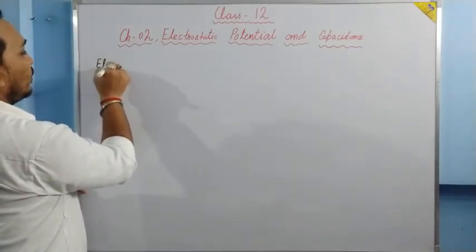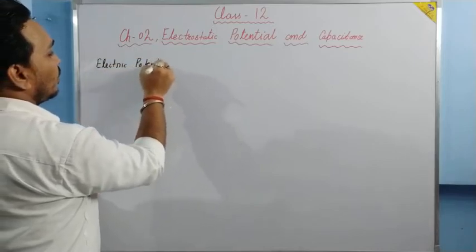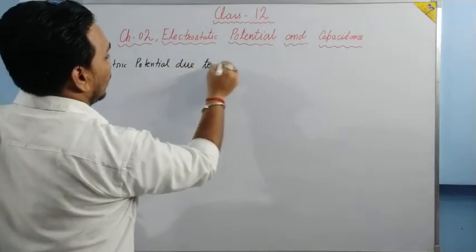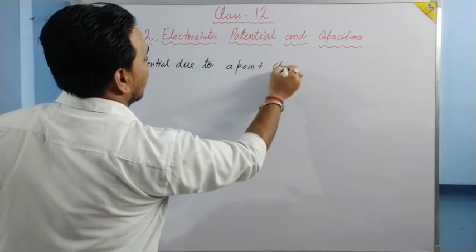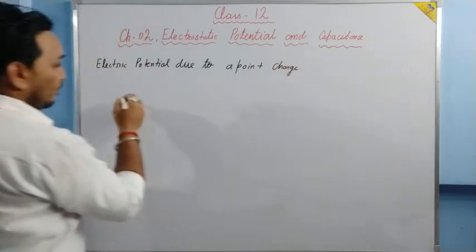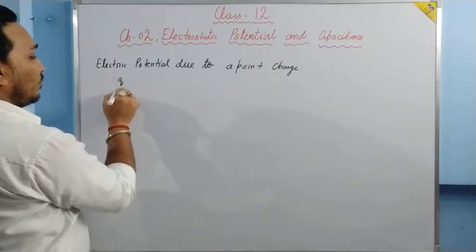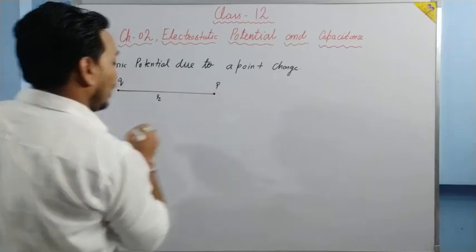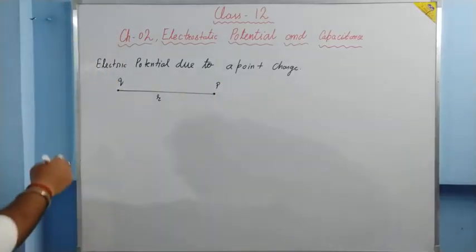Electric potential due to a point charge. Suppose this is a point at which a point charge is there. At a distance r, there is a point P. We want to know what the potential at P is due to this point charge Q.